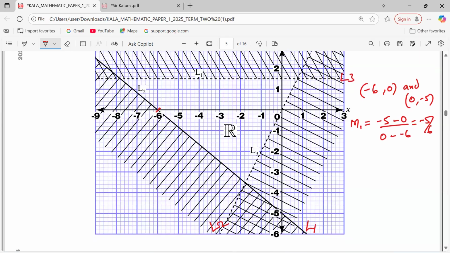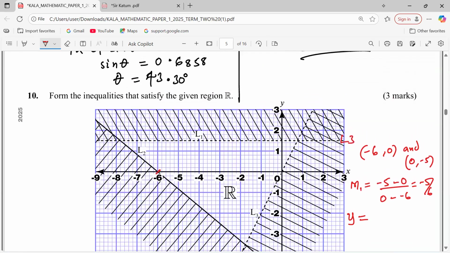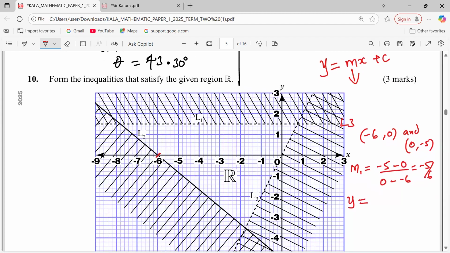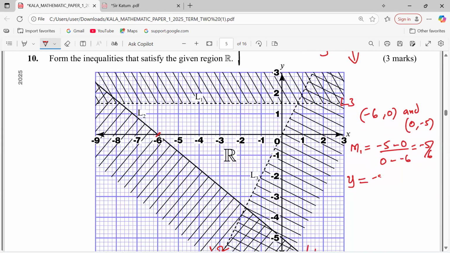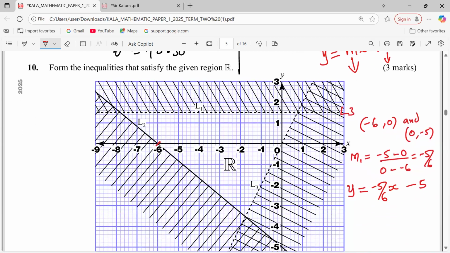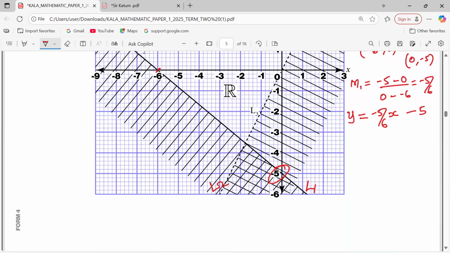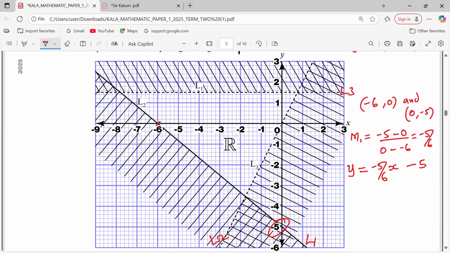Now with this, we need to find the equation. y will be equal to, remember the general equation, y equals mx plus c. I don't want us to waste a lot of time in solving this. We need to know that y equals, the value of m should be the gradient, which we have already found, x, then minus 5, because the value of c should be the y-intercept. So where is the line cutting the vertical axis? At -5. We have the first equation.